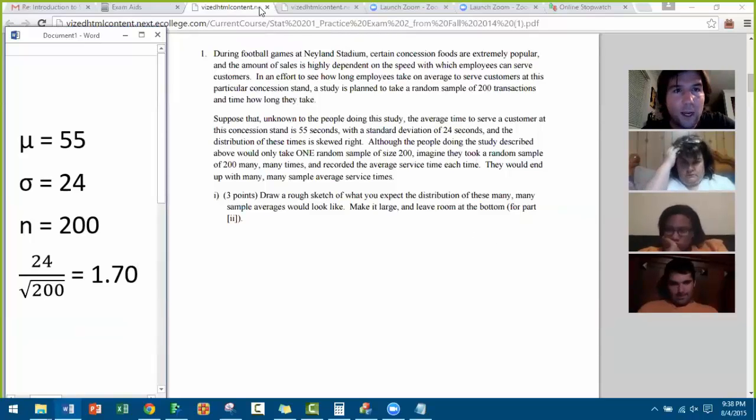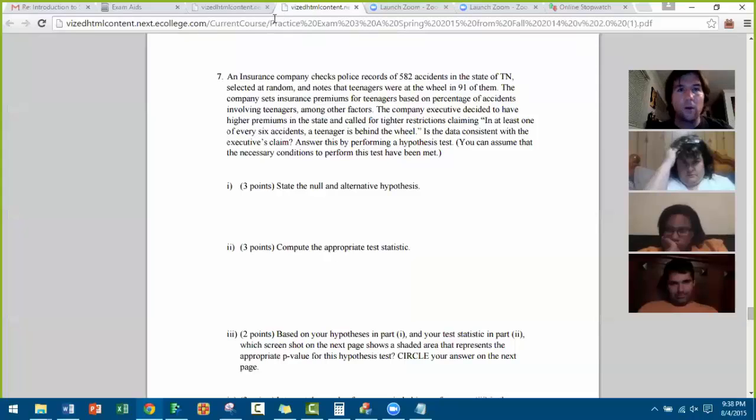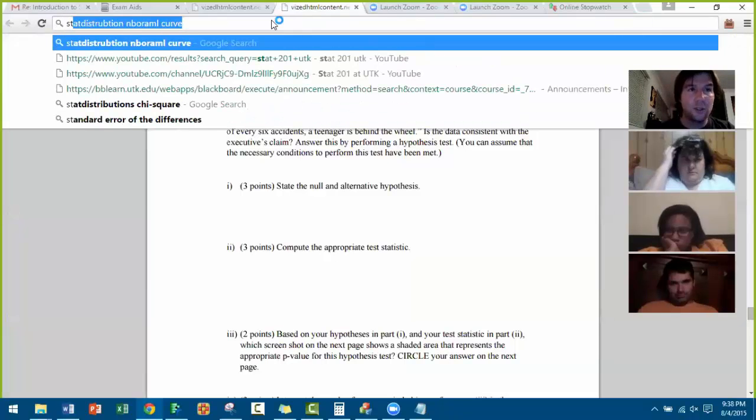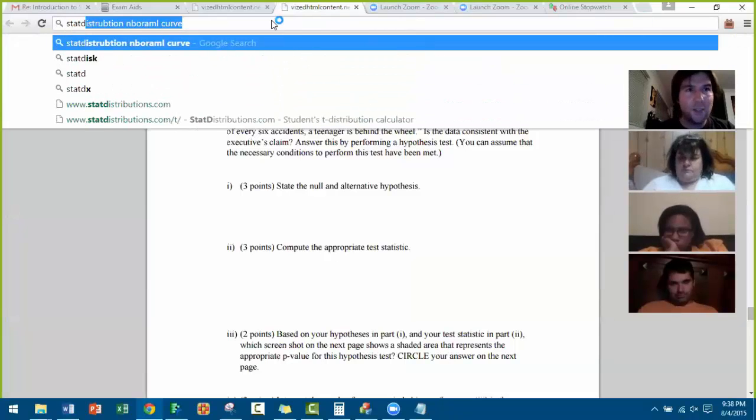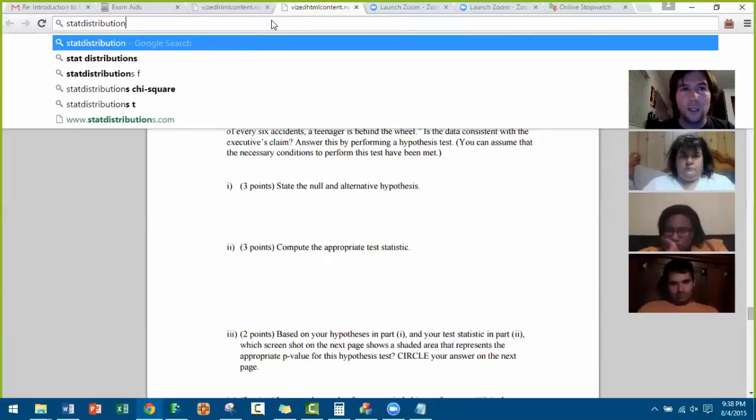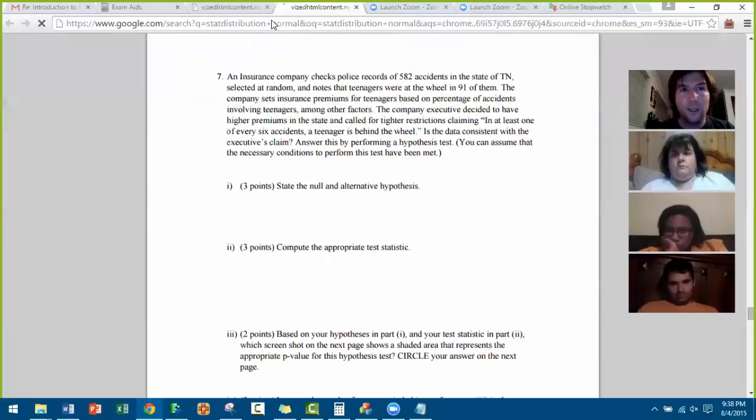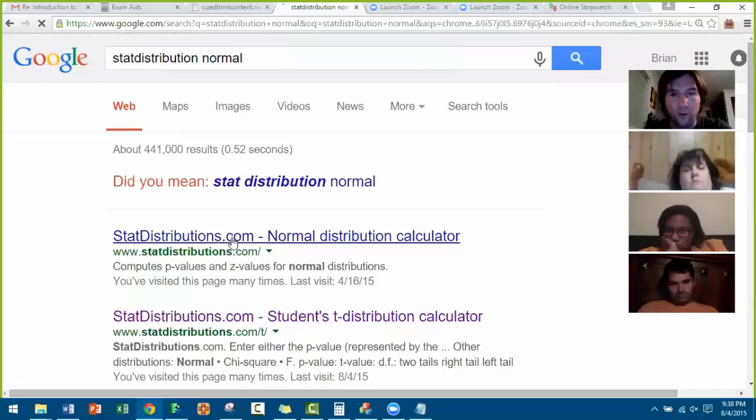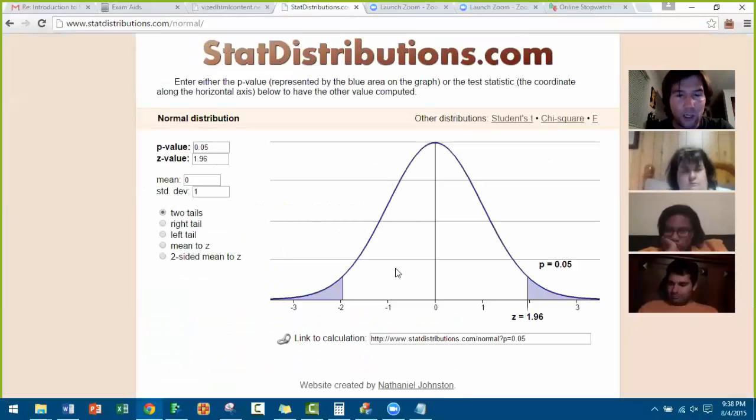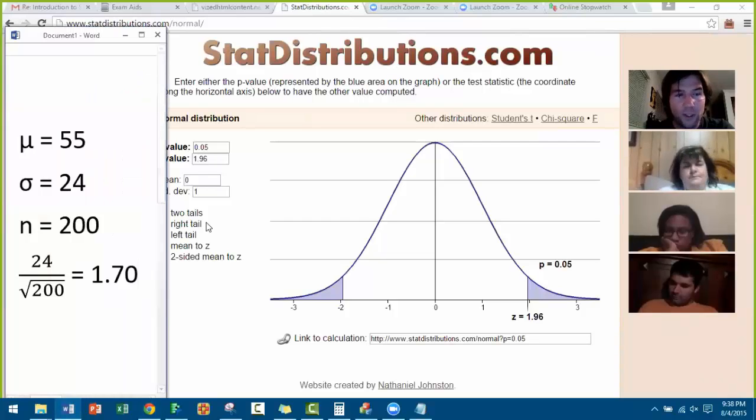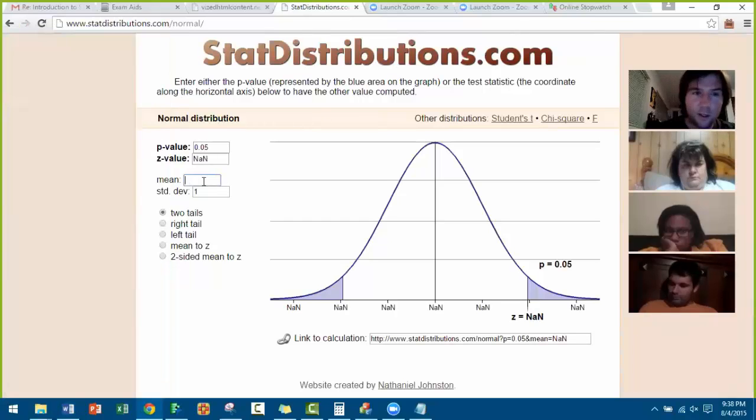And what we can do now with all this info is we can go over here to stat distributions. You might say to me, but Brian, I do not have stat distributions on the test. Very true, but all we're doing is just drawing the normal curve right here. We're not doing anything crazy. You just go ahead and put in 1.70, and we have a mean of 55. So we go here to 55 and put in 1.70, and there's our curve.